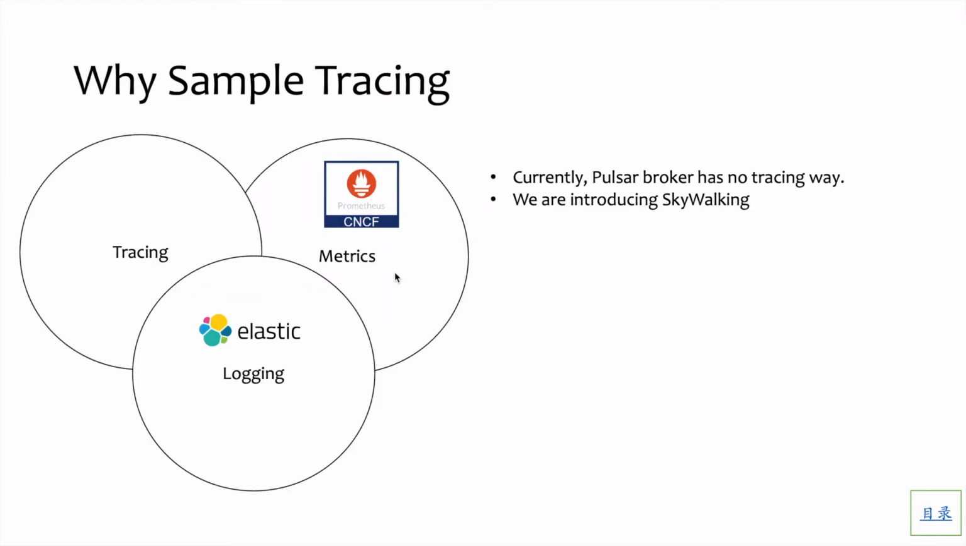Why do you need sampling tracking? Now Pulsar Broker has two methods to locate the problem, log output and metric output. However, the sampling and tracking link is missing. For logs, Elasticsearch is used, and metric indicators are connected by Prometheus for display. The sampling tracking is missing, so we introduced SkyWalking for sampling tracking.